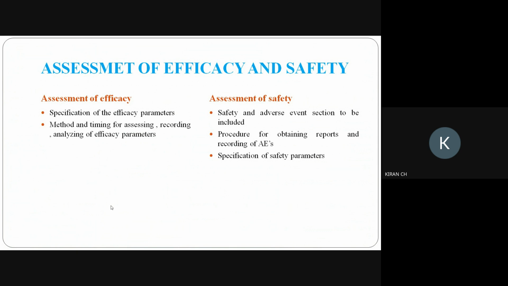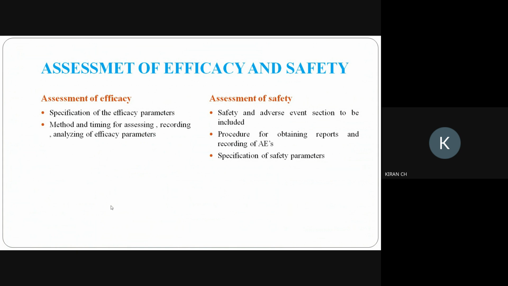That's the reason. In assessment of efficacy, we have to mention the parameters which will help us to know about the efficacy of the drug, like questionnaires, lab tests, by seeing the reports of lab tests, by seeing the questionnaire, or by taking the survey from the patients. From these things, we can know how the drug is showing efficacy on the patient.